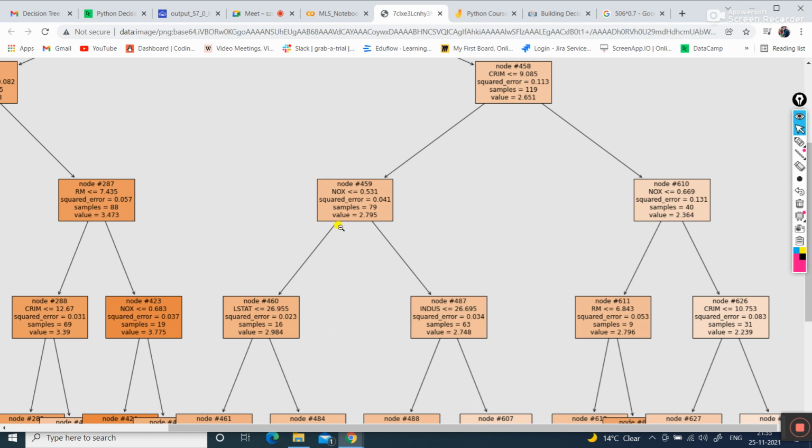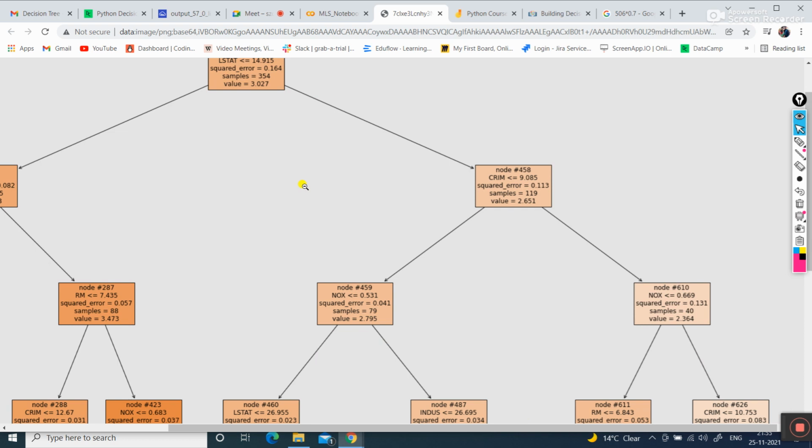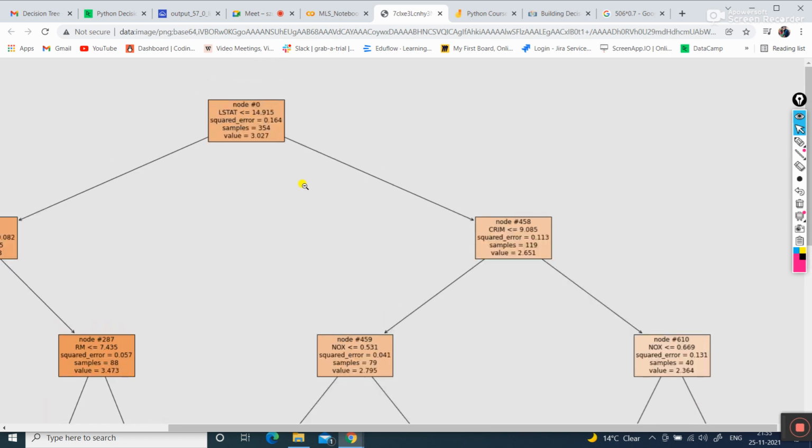The Gini index is calculated in each node. How are we calculating that Gini index? It depends on the sample data set versus the splitting one. So this value is actually the Gini index.